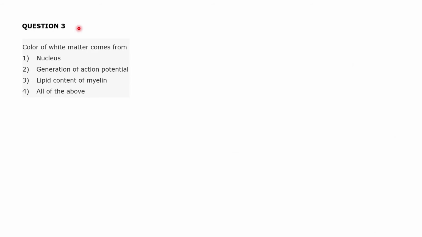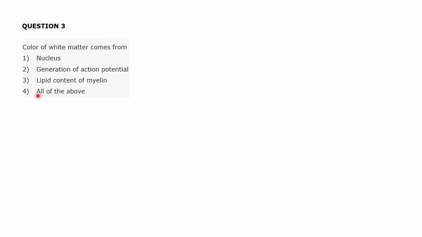So coming up to question number 3: color of white matter comes from: first option, nucleus; generation of action potential; lipid content of myelin; all of the above. I think we have discussed the answer, but I expect answers. So what would be the answer to this question? Lipid content of myelin.